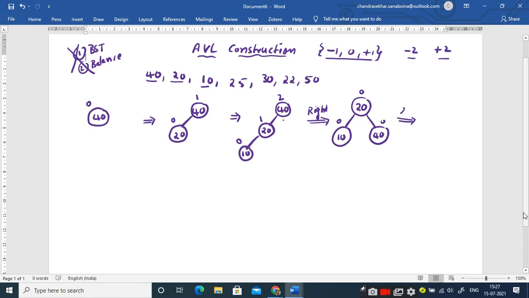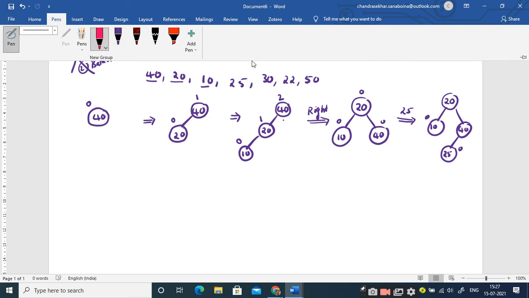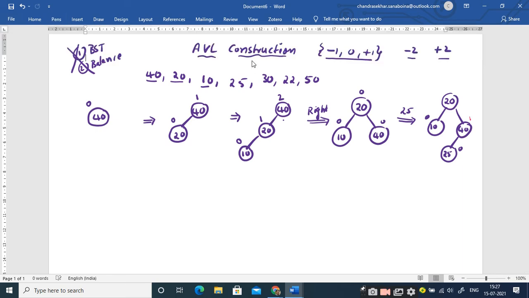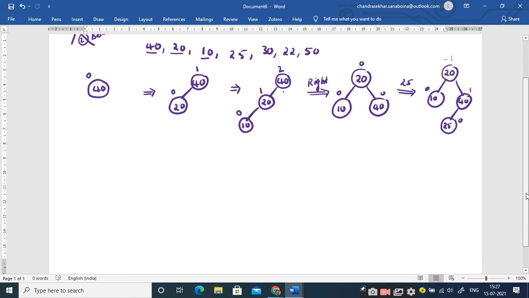Now I try to insert 25. Where should I insert 25? Left child of 40, sir. Super. Left child of 40. Now tell me what are the balance factors I have. This is 0 and this is 0, right? What's the balance factor of 40? 1, sir. What is the balance factor of 20? -1, sir. It is 1 minus 2, that is -1. Still they are balanced, right? Yes, sir.